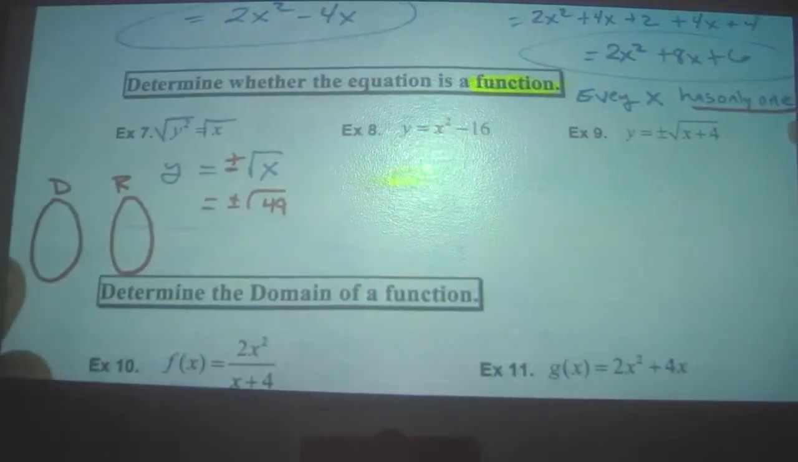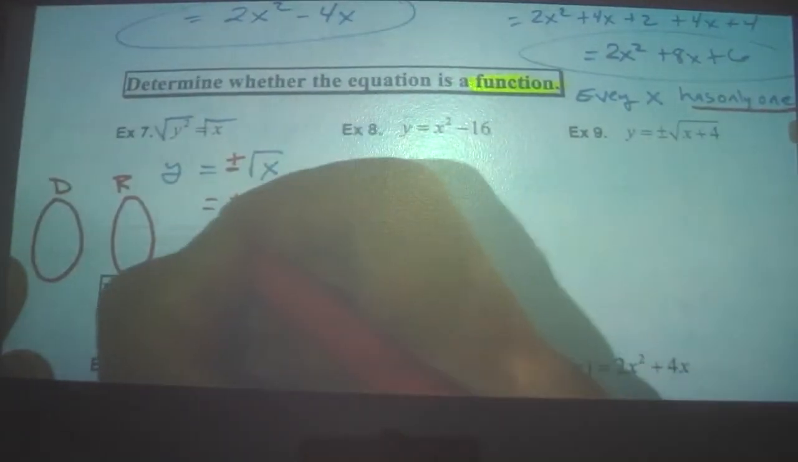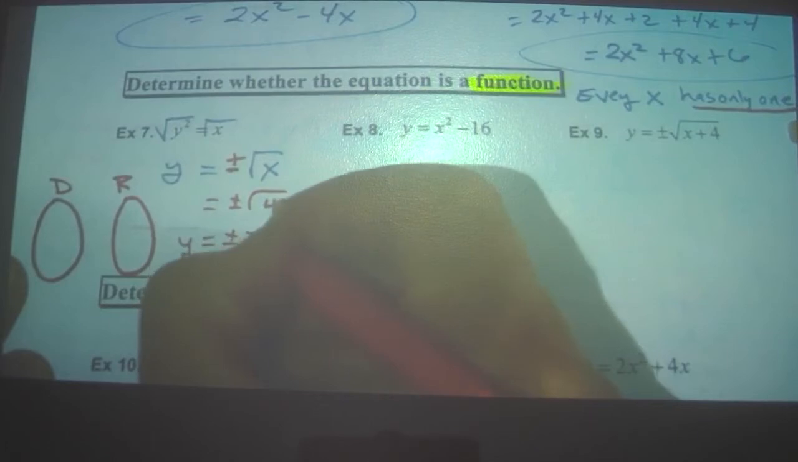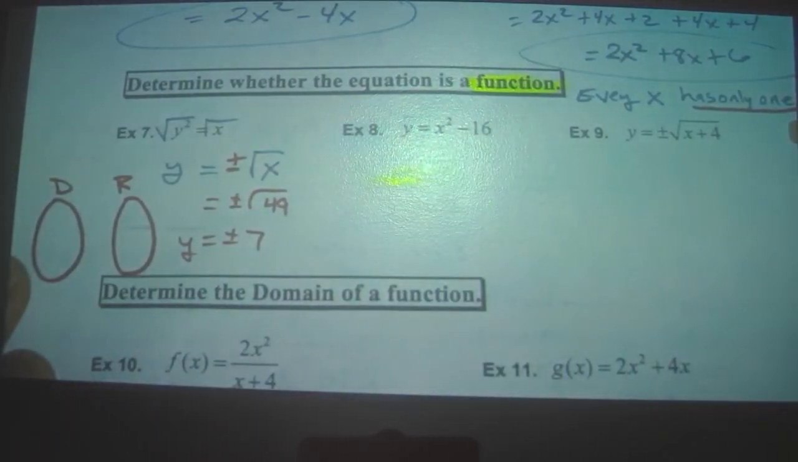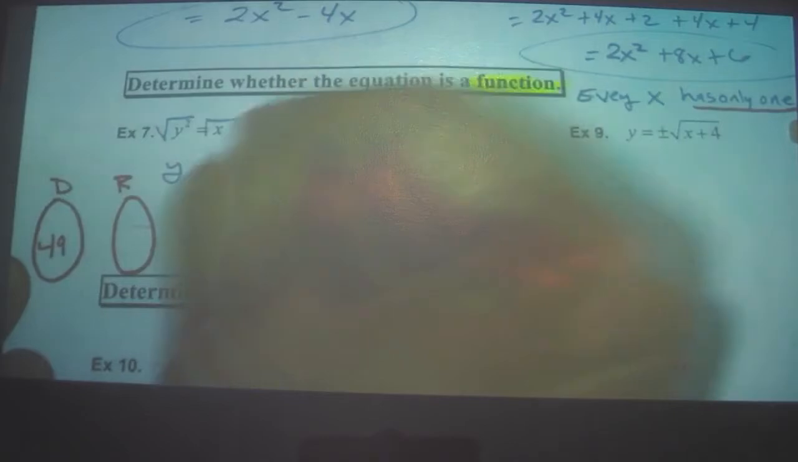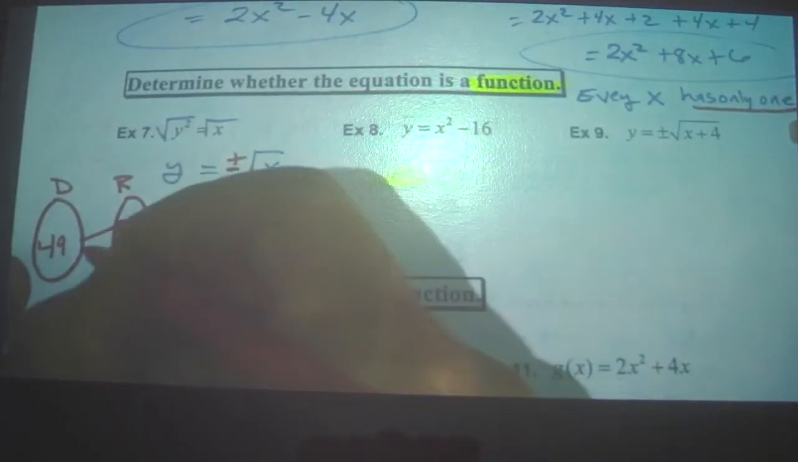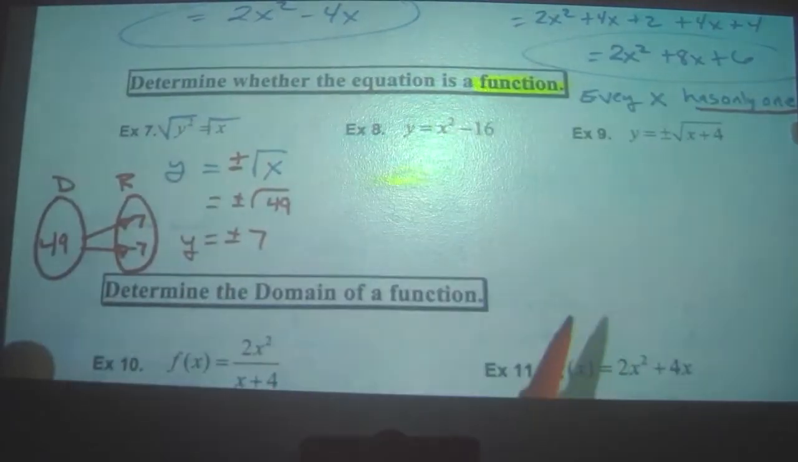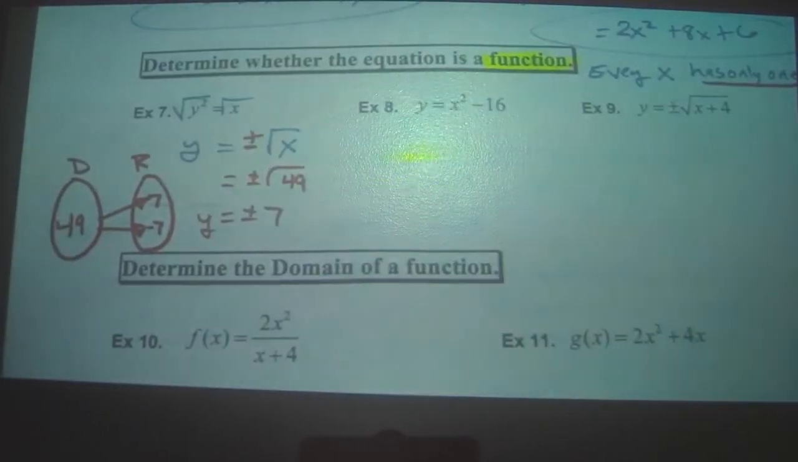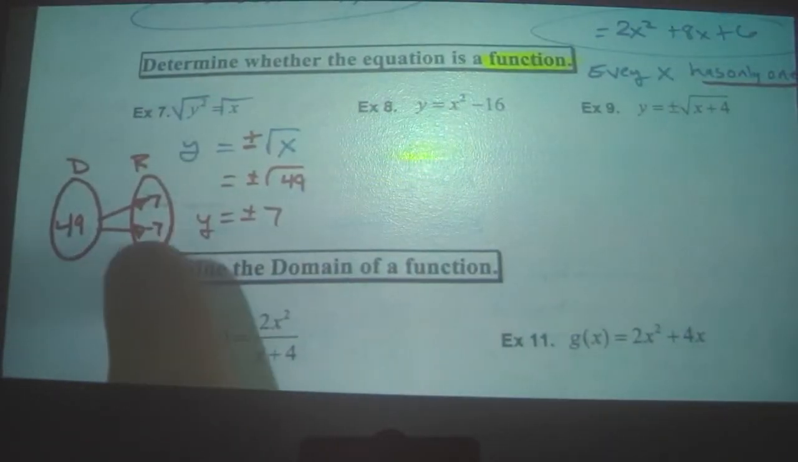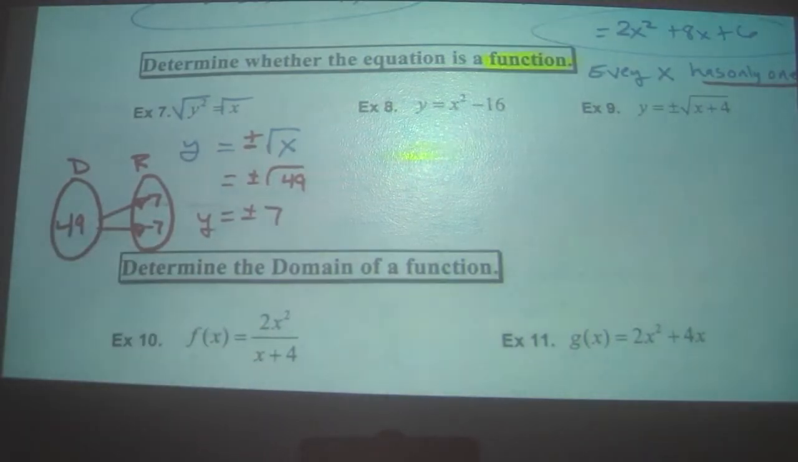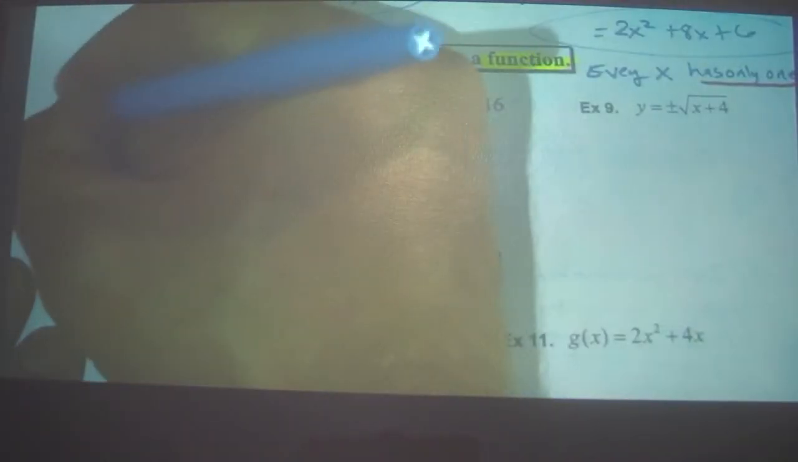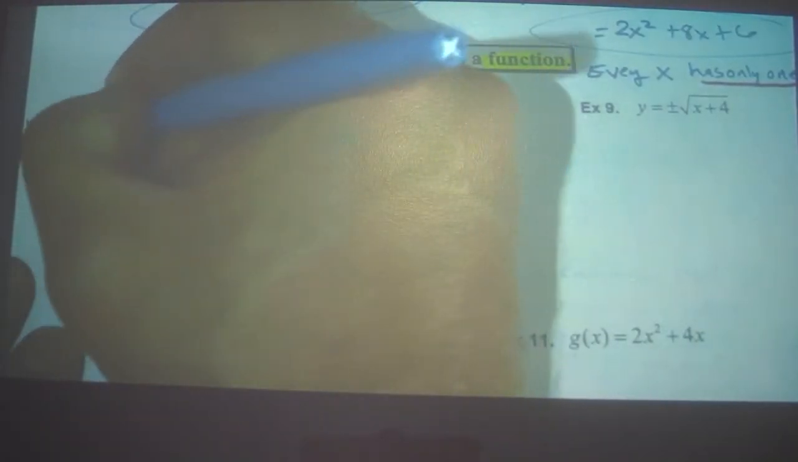You can plug in anything you want, any x value. When I do that, I get y equals plus or minus 7. So when I plugged in 49, that went to 7 and negative 7. So that guy has a birthday on December 7th and January negative 7. Tori, can you do that? Is that normal? No. You can't have 2 birthdays. This is not a function.